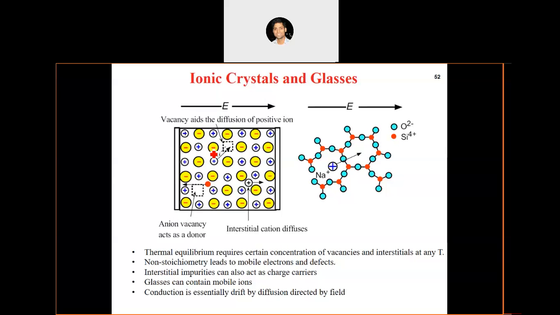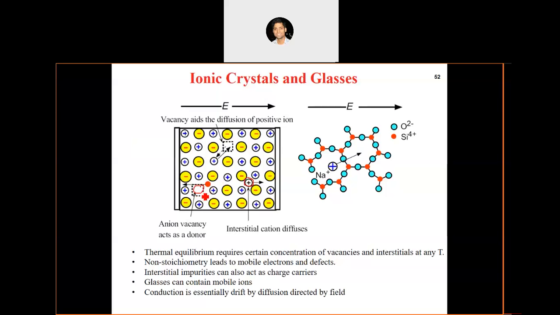In these kinds of materials also, thermal equilibrium requires that there will be a certain concentration of vacancies and interstitials. So for example, here there will be some atoms which will be missing from their positions, and there might be some atoms also in the interstitials. This is an interstitial and this is a vacancy, right?